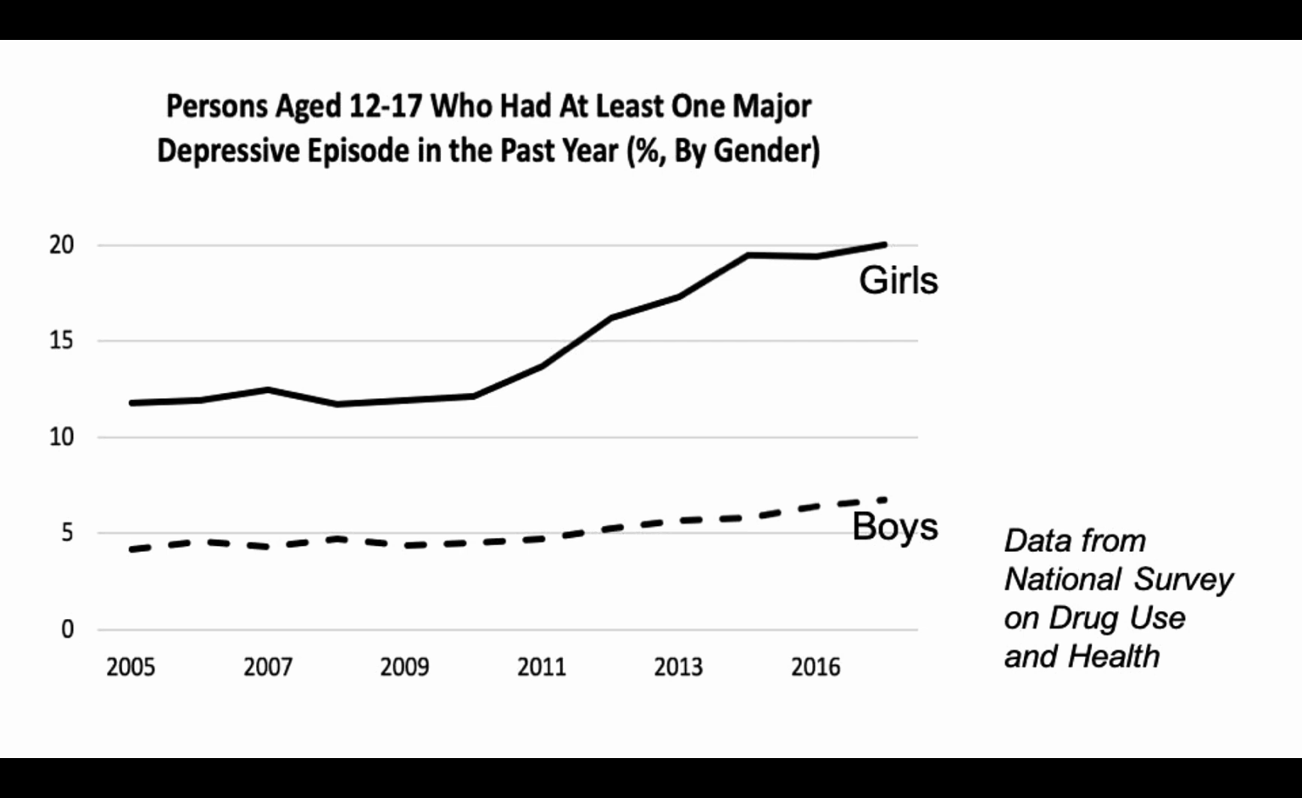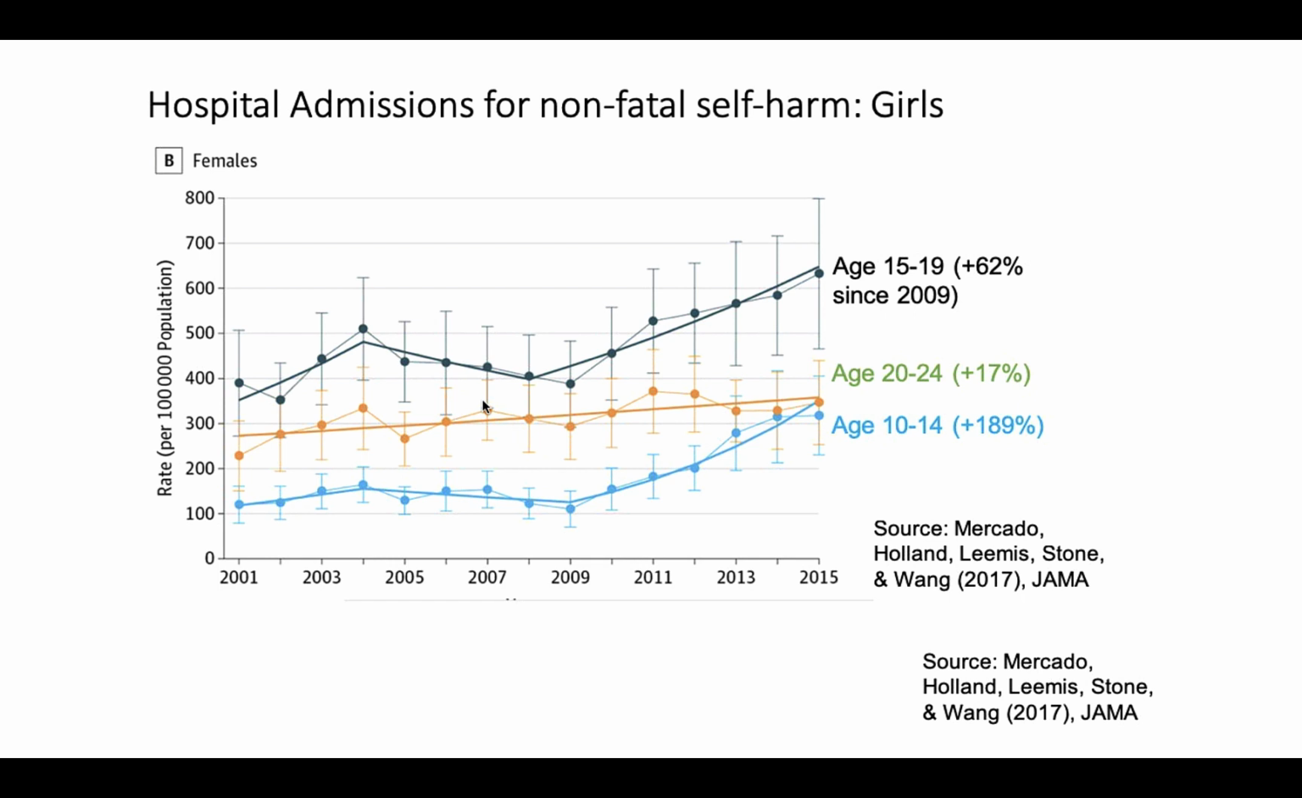And so here we're looking at people aged 12 to 17 who've had a major depressive episode in the past year. That rate has been going up consistently since 2009. Look at the rate for girls, though. This is crazy, right? Hospital admissions for non-fatal self-harm among young girls. Same date, right? What happens in 2009? The stuff starts to go up, right?